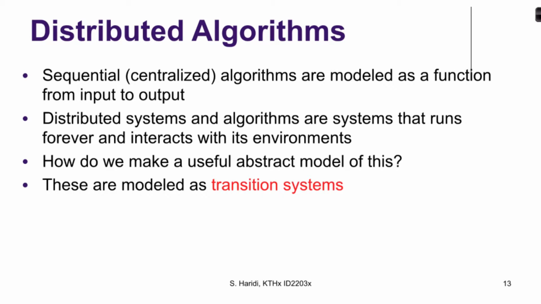If we look at distributed algorithms, just as a contrast, a sequential algorithm can be modeled as a function from input to output. So we don't really need to model them as a state transition system, but many actually do. There is some semantics for describing sequential programs as a state transition system. But when we move to distributed systems and distributed algorithms, these are systems that run forever and interact with the environment. So the most common way to describe this is by modeling it as a transition system.